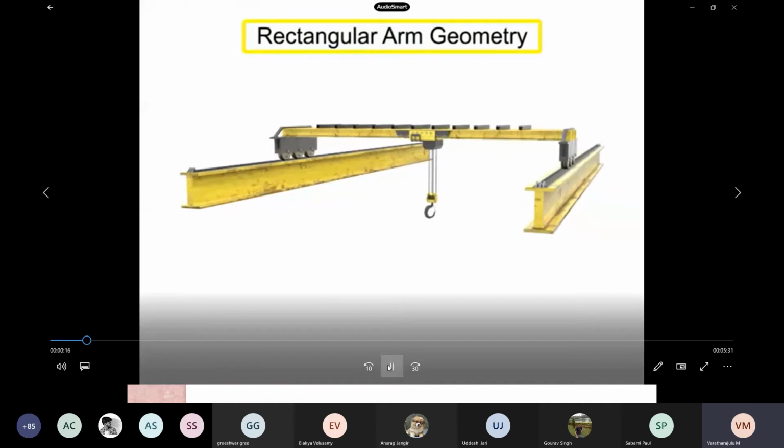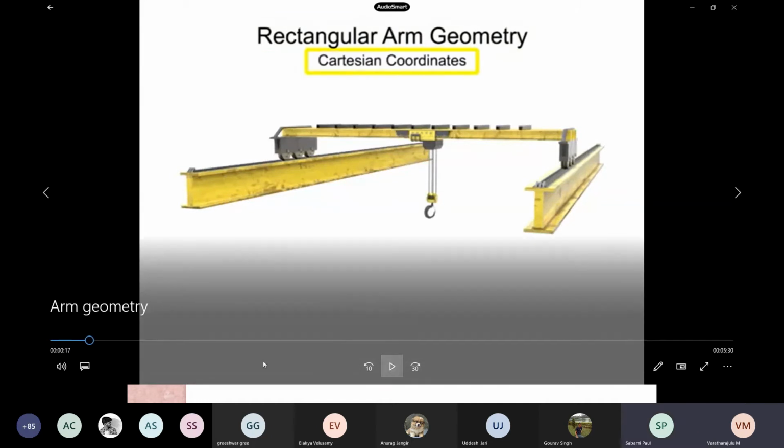Arm geometry. Now check with audio. Yes, it's working. Yes, sir, it's fine. Yes, thank you. And this is the arm geometry. And please remember the notations, the various notations which are allotted for the joints. Please remember L, O, R, T and P. And please see the video.